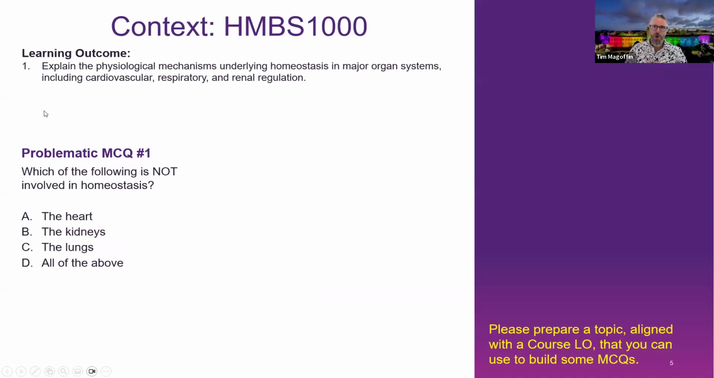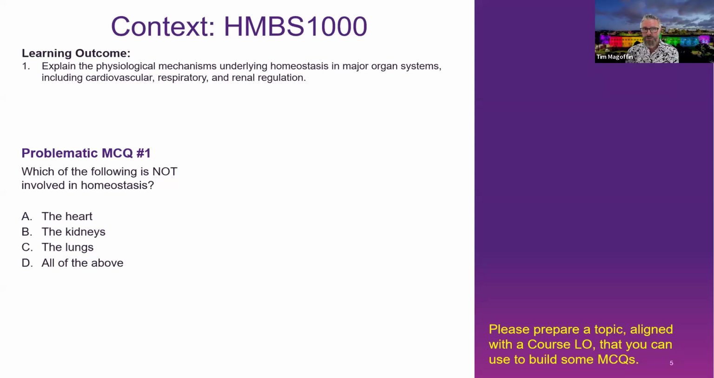So, hypothetical course number 1 is HMBS 1000, and this course has a learning outcome. I put that there because if I've got a multiple choice question, I'm probably trying to target or elicit a particular concept or do something. And I've got what I would say is a problematic MCQ. I'll read out the learning outcome first. It is to explain the physiological mechanisms underlying homeostasis in major organ systems, including cardiovascular, respiratory, and renal regulation.